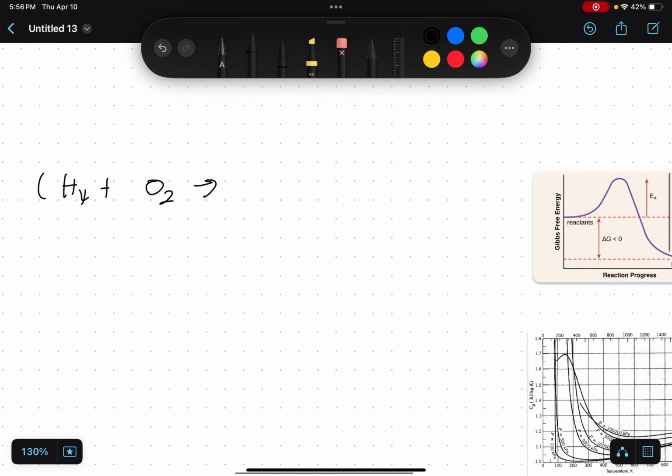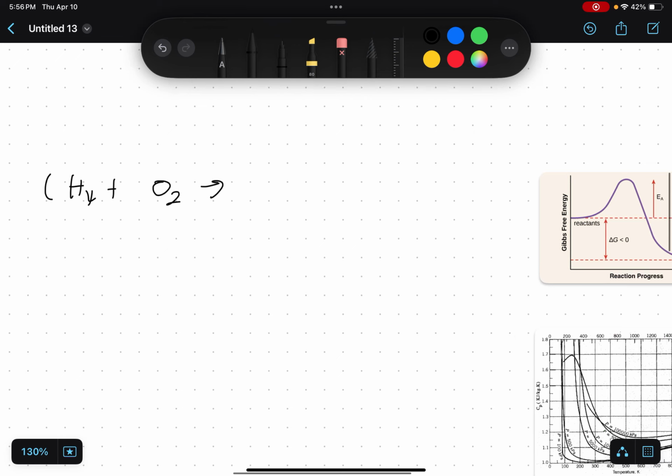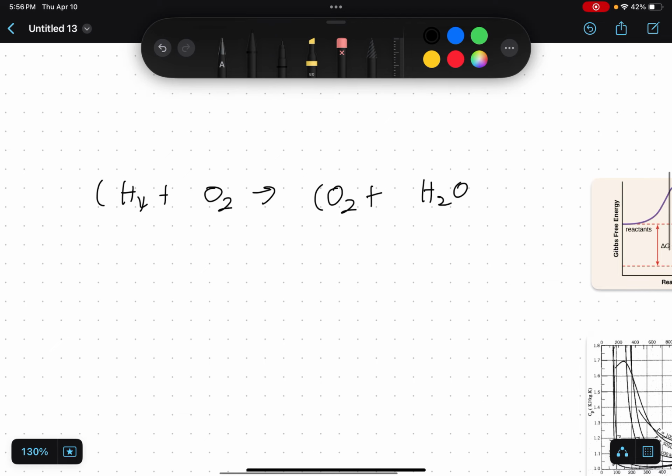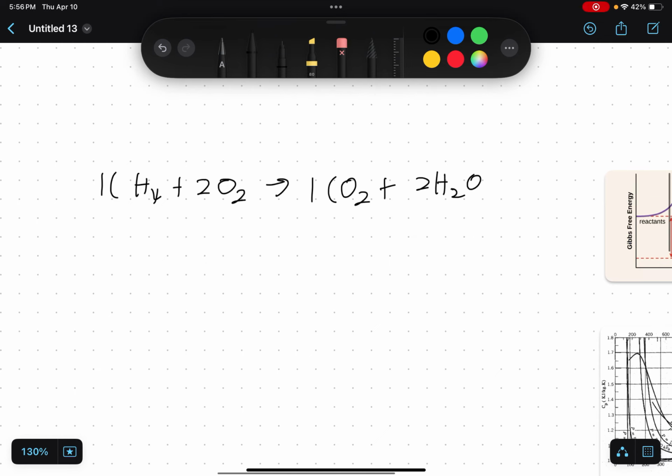And that'll go to, let's assume it's complete combustion, so it'll go to CO2 plus H2O. So step one is to balance it. We have one C on the left, so we're going to have one on the right. We have 4 H's on the left, so we're going to have a 2 there. We have 4 O's on the right, so we're going to have a 2 there. Cool, so now it's balanced.